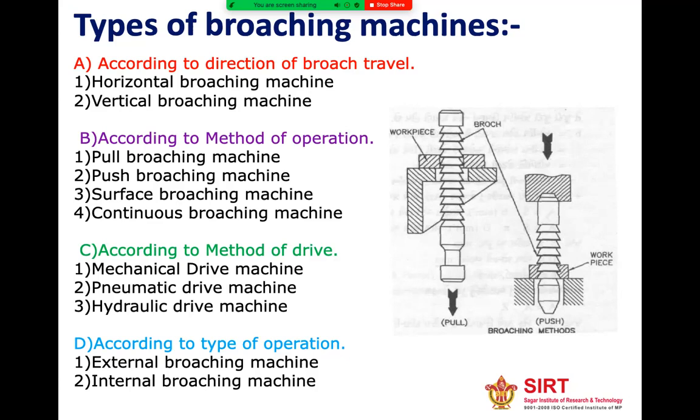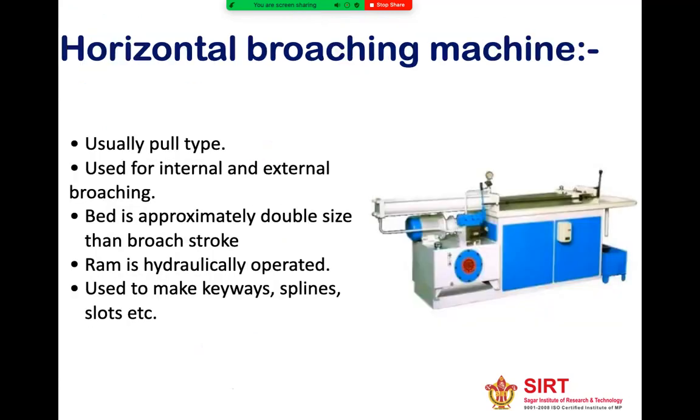And next, according to the method of drive: mechanical drive, pneumatic drive, and hydraulic drive. So these machines are categorized according to the method of drive used to run the machine. According to type of operation: external broaching machine and internal broaching machine. If the broaching operation is performed on the external surfaces, then it is called an external broaching machine. When internal, then it is called an internal broaching machine.